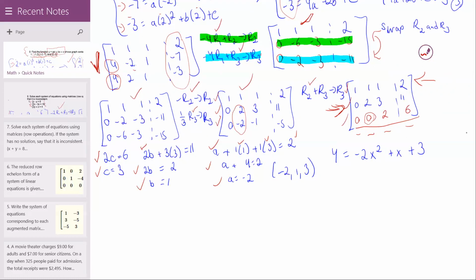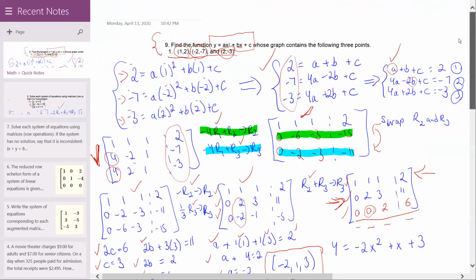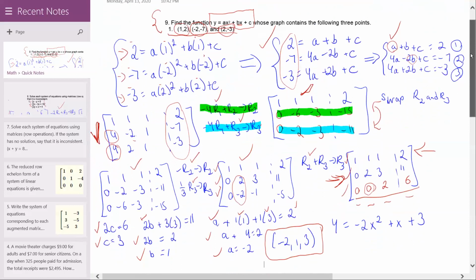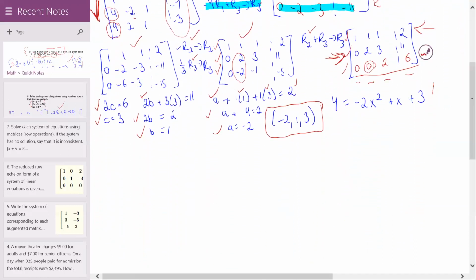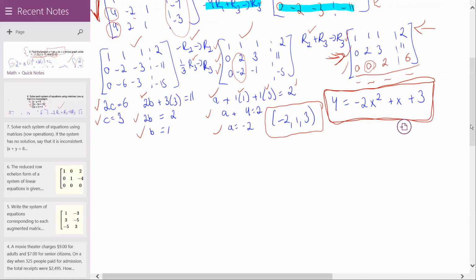And again, that's not the solution, so this right here is the solution of the system of equations we just solved. However, what did the question actually ask for? Always double check that. It says find the function y equals ax squared plus bx plus c, whose graph contains the following 3 points. Which means our actual answer is this one, because we plugged in -2 for a, 1 for b, and 3 for c. So that function is the one that has all 3 points on it.